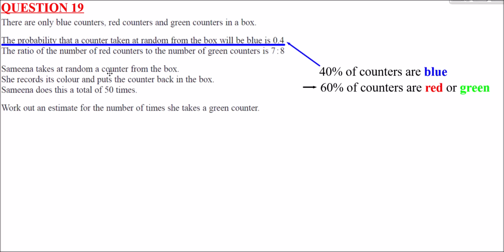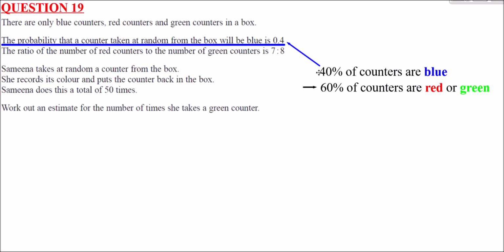Now she takes at random counters from the box, records a colour, puts it back, and does it 50 times. Samina must be bored, is all I'm thinking. Anyway, we need to work out the estimate for the number of times she takes a green counter. So what we're interested in here is the green counters. So we know that 60% of the counters are red or green.